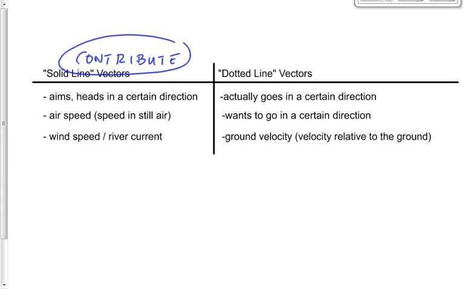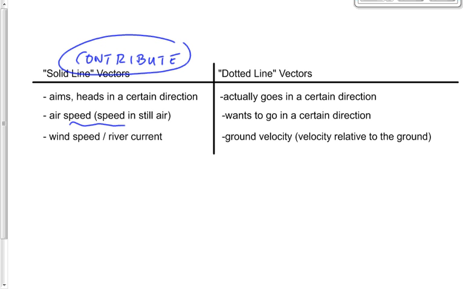Similarly, wind speed or a river current, if we're swimming across a river, somewhere where there's a current. In the end, that wind speed or that river current isn't where I end up going. If the river current is directly south, well, then I end up being carried by that river current. But if I'm aiming in another direction, I go somewhere in between. So it contributes to where I go. The airspeed, how fast an airplane could travel without wind, contributes to where I actually go.